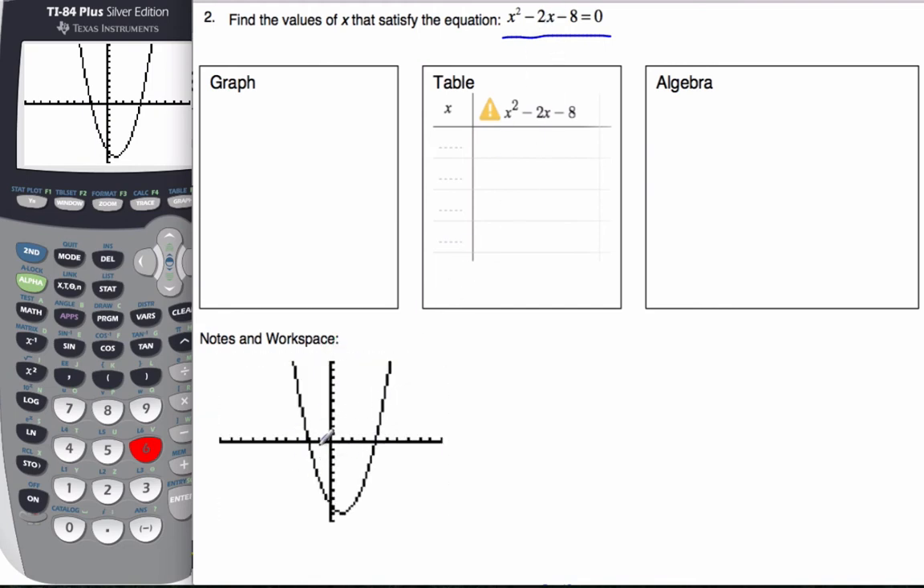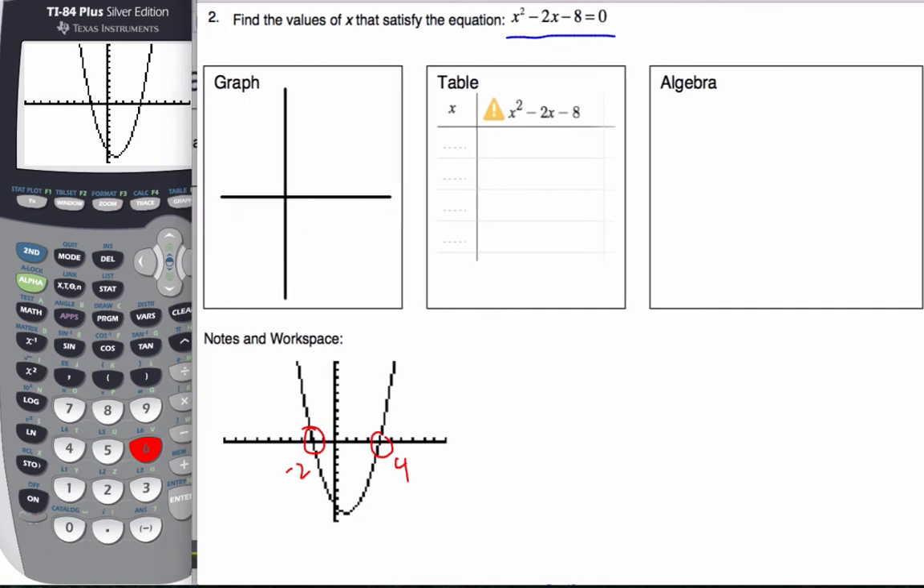I'm going to use the graph to estimate my values. So I think I'm going to estimate with red. I think this is -2, and I think this one's 4. All right, and so in my graph area here, I'm going to make a sketch, and I'm going to put in my graph this. All right, and so I'm going to start with this -2 one, and I'm going to use my calculator to do so.